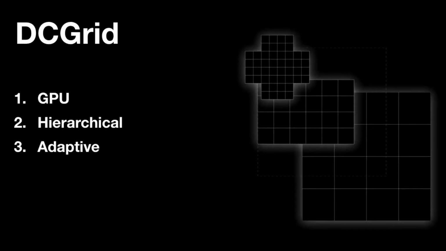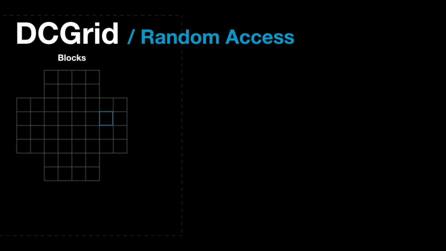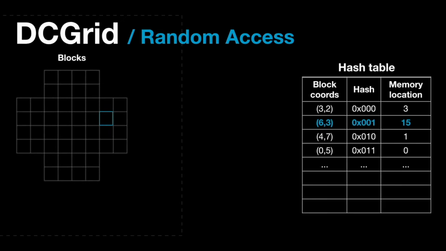So, DCGrid is a GPU-based data structure, and it models a multi-grid using a hierarchy of sparse uniform grids. And the sparsity of each of these grids can be adapted dynamically during simulations. So, for cache coherency, DCGrid stores the data for each uniform grid in blocks. And the location of these blocks is linked to their location in memory using a hash table.